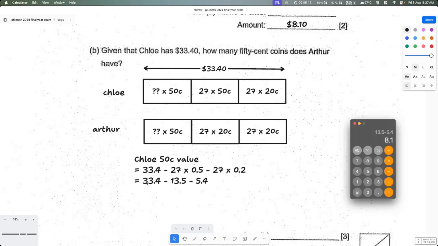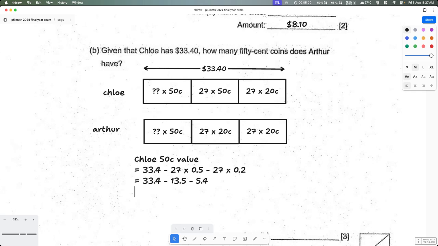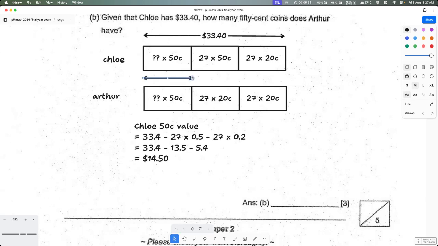So let's do that. 33.4 minus 13.5 minus 5.4. This will give us dollars 15.4, right? Is it, or $14.50, sorry, $14.50. So then we know that this over here is $14.50. So the number of 50-cent coins is equal to 14.5, and then we divide by 0.5.